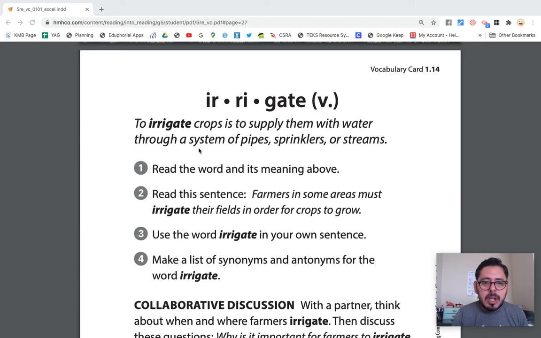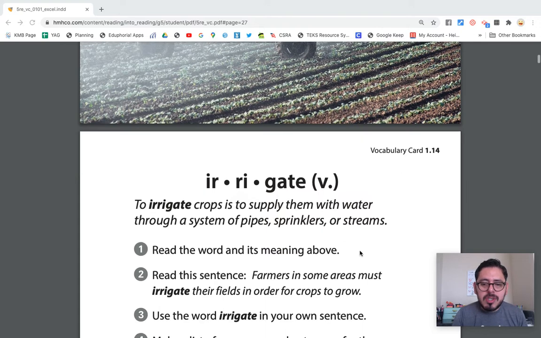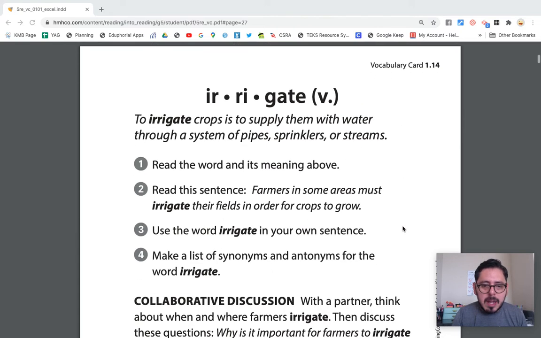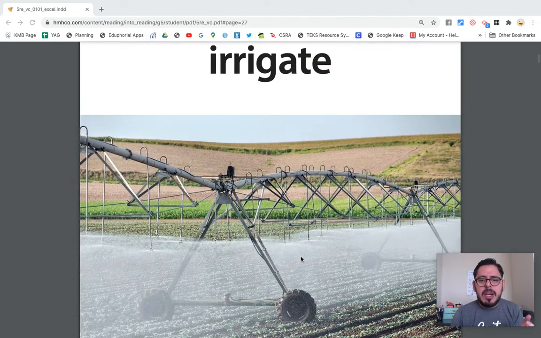To irrigate crops is to supply them with water through a system of pipes, sprinklers, or streams. Here's an example sentence. Farmers in some areas must irrigate their fields in order for crops to grow. So pretty much just adding water with an instrument, right? Pipes, sprinklers, or streams. So that's irrigate. Print it in your memory. Irrigate, water. The first word that has to come to your head when you hear irrigate: sprinkle water.